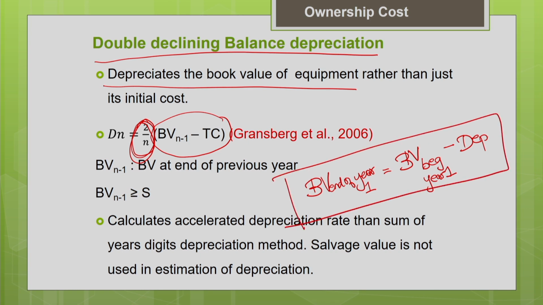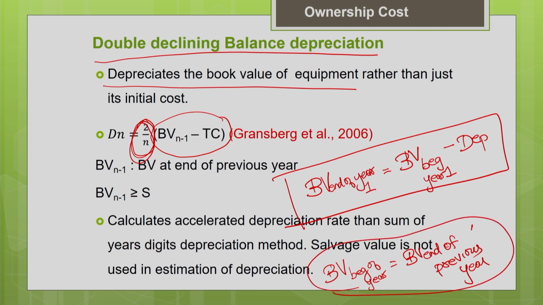So book value at the end of year is equal to book value at the beginning of the particular year minus the depreciation for the particular year. And one more important thing to be noted here is your book value at the beginning of a particular year is the same as book value at the end of the previous year. This also you should know.